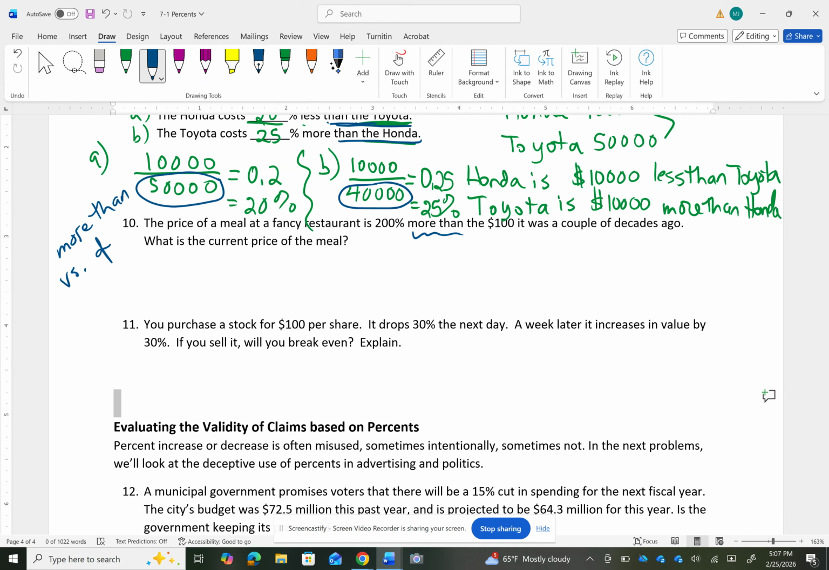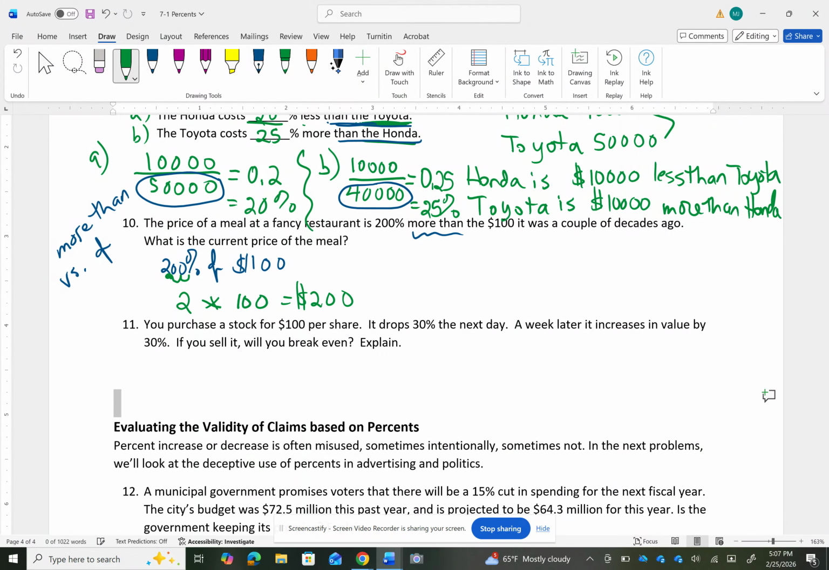Okay? So let's think about this. So it used to cost $100. Okay. The current price of the meal is 200% more than that. So I'm going to calculate 200% of $100. And 200% is the same as 2, because I still divide by 100, I would just get 2. And then "of" is multiplication, and 2 times 100 is 200.